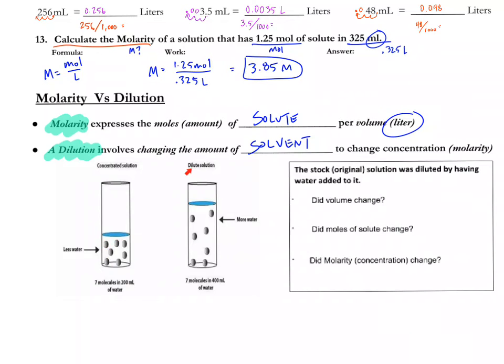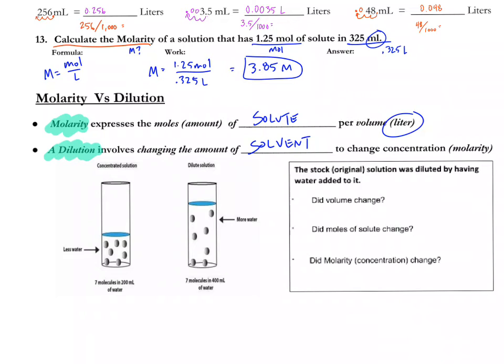Now, if I look at a dilute solution, I've got those same 7 molecules. 1, 2, 3, 4, 5, 6, 7. But what's changed is now the volume of water is so much greater. Now I've got 400 milliliters of water. So yes, it's the same amount of solute, but the solvent is significantly greater. So what I've done is I've diluted that solution.